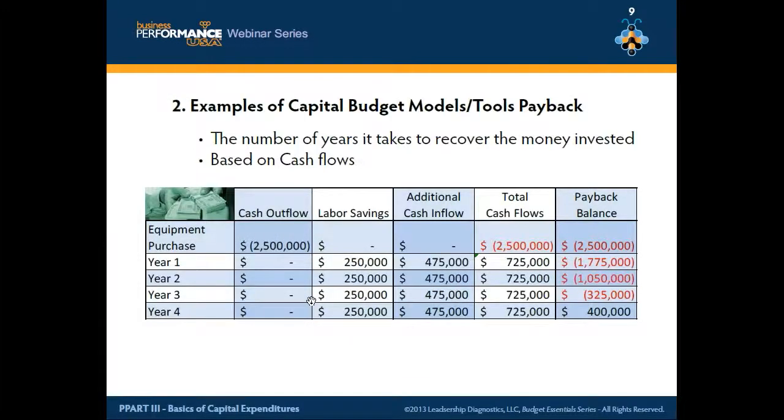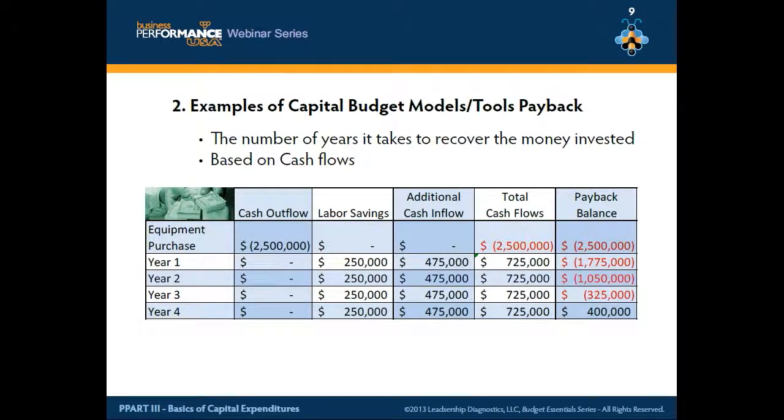One of the tools that you can use is the payback period. When you think about the payback tool, it's a real simple tool that says, how long, if I invest this amount of money, will it take for me to get my money back? Very simple. So here we have a little chart, and it basically says we're going to invest $2.5 million for some equipment. Let's just use that as an example. As a result of purchasing this equipment, let's assume it's going to reduce 2 full-time headcount, so we'll have a labor savings of about $250,000.